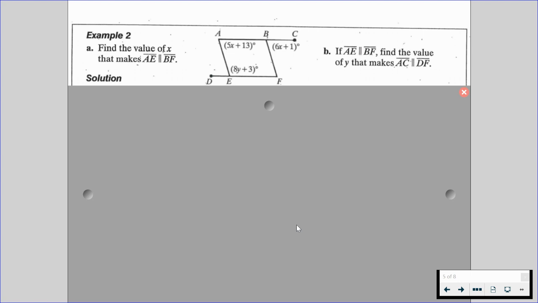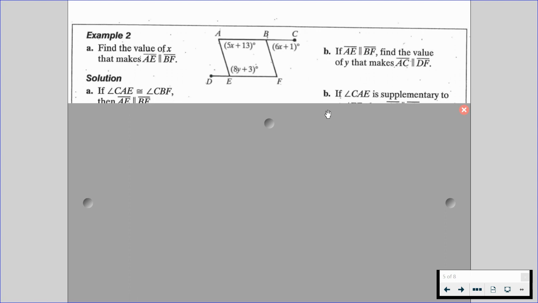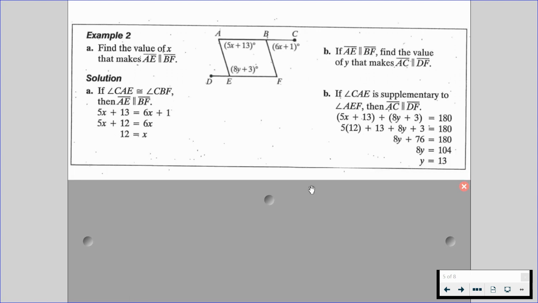So let's go through example number 2. We are given the diagram and we want to find the value of X that makes AE parallel to BF. And then we're going to say, hey, if AE is parallel to BF, find the value of Y that makes AC parallel to DF. So I'm just going to read A first, and then I'm going to go through B.